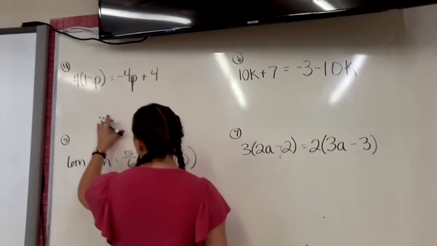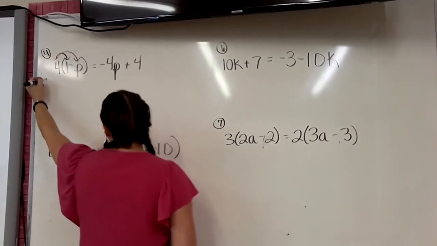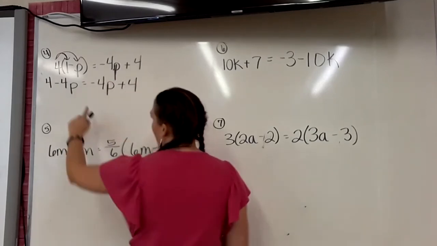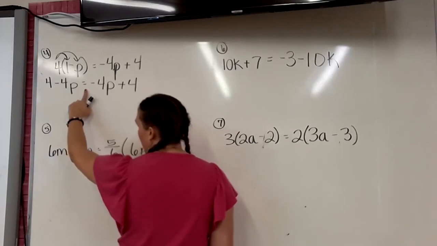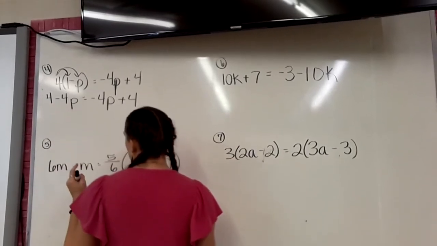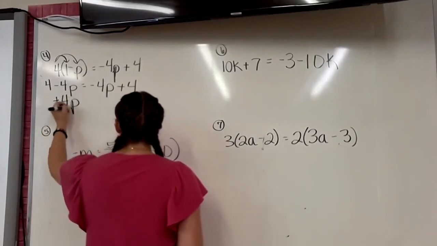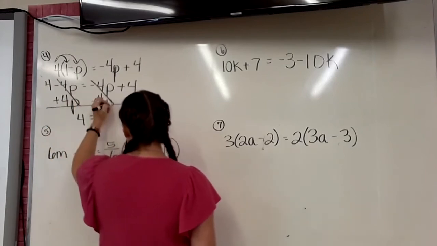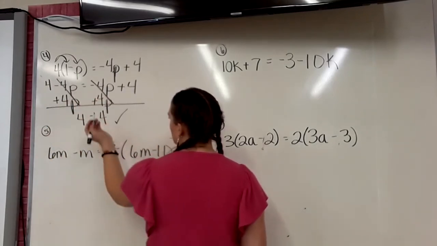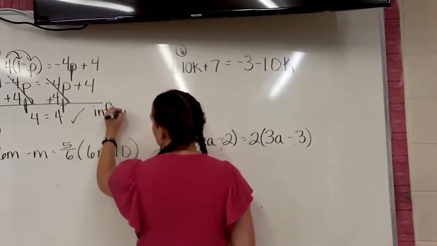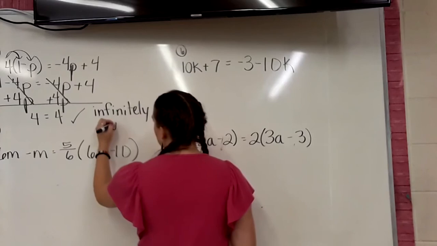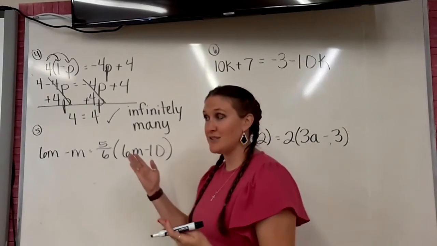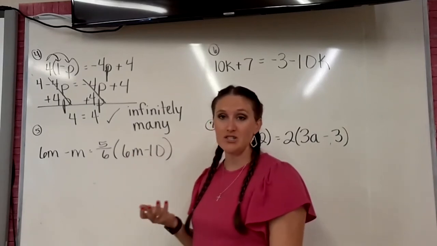For 4, first thing we have to do is distribute. So I have 4 minus 4p equals negative 4p plus 4. So I have a p on both sides of my equal sign that I want to get together. Since there's other numbers, it doesn't matter which one you move. I'm going to move this one. I have a 4. That cancels. This one also cancels. 4 equals 4. That is true. So the answer is infinitely many. Means no matter what p is, no matter what we plug in for p, it's going to cancel. So 4 will always equal 4. That will never change. That's always true.